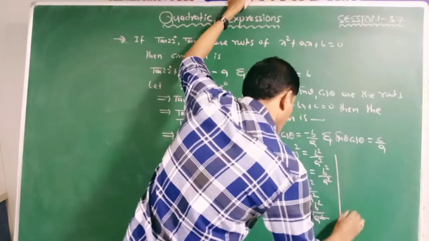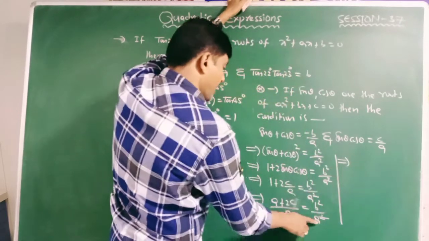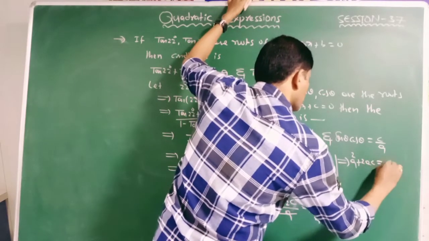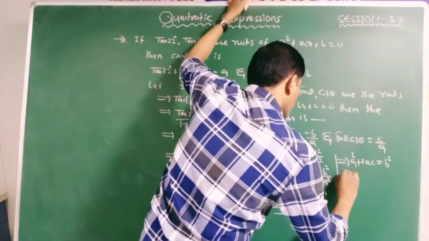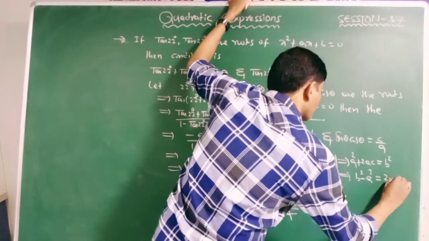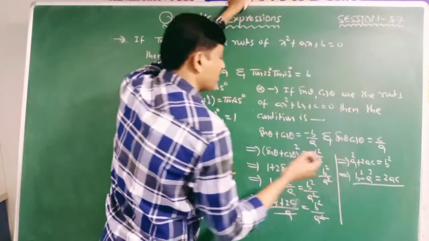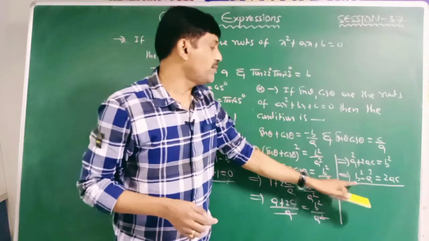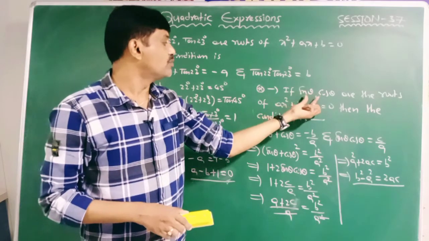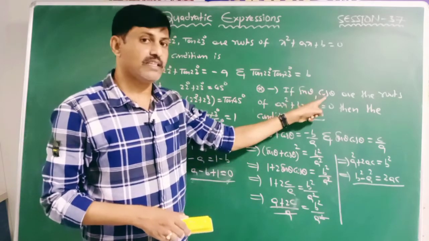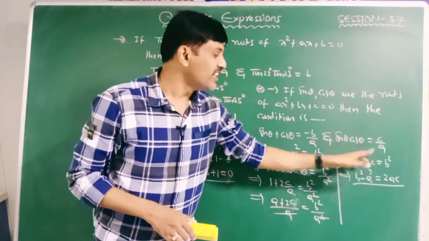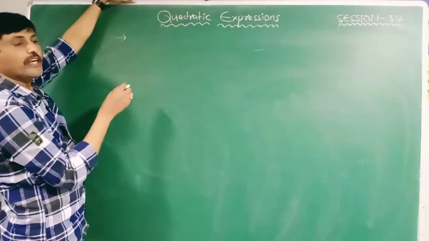This implies a into a plus 2c is equal to b square. Therefore b square minus a square is equal to 2ac. You can write it anyway. Here b square minus a square is equal to 2ac. Now this is the connection between the roots and coefficients. Here sin theta plus cos theta is minus b by a, sin theta cos theta is c by a. On to the next question.